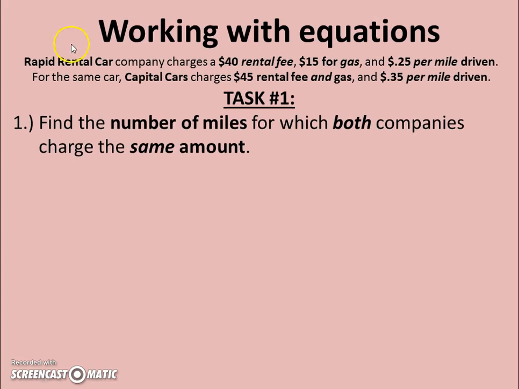So you can see we have our information at the top, so we can write out our what? Write out our expressions, because we need to write out expressions before we can write any kind of equation. So task number 1, find the number of miles for which both companies charge the same amount. So we're going to want to write two expressions, one for Rapid Rental and one for Capital, and we want to set those equal to each other.